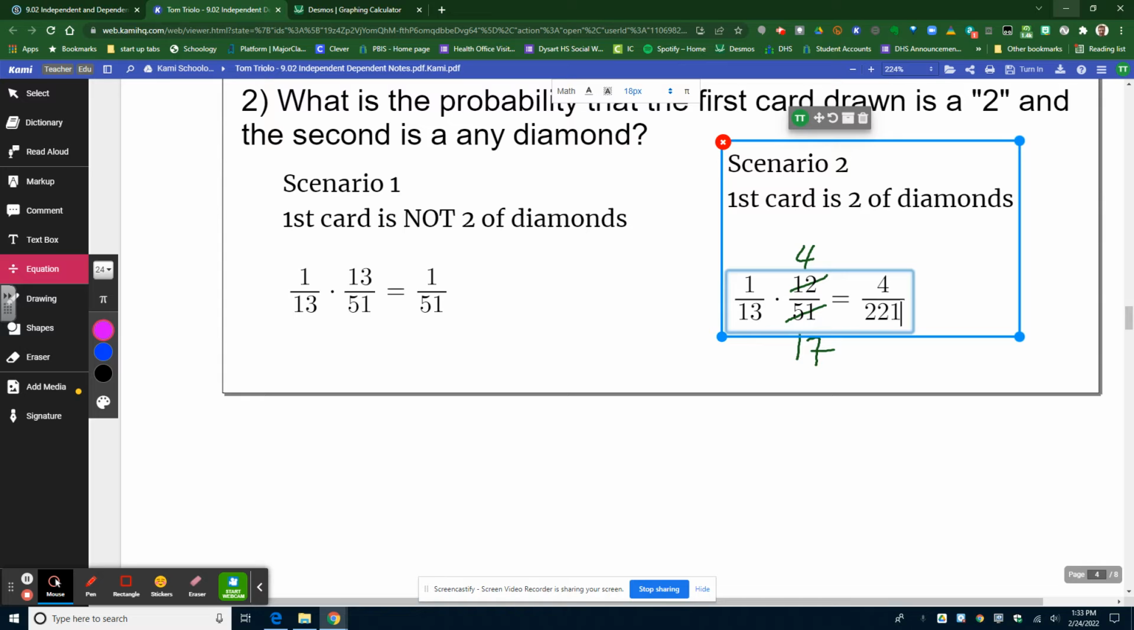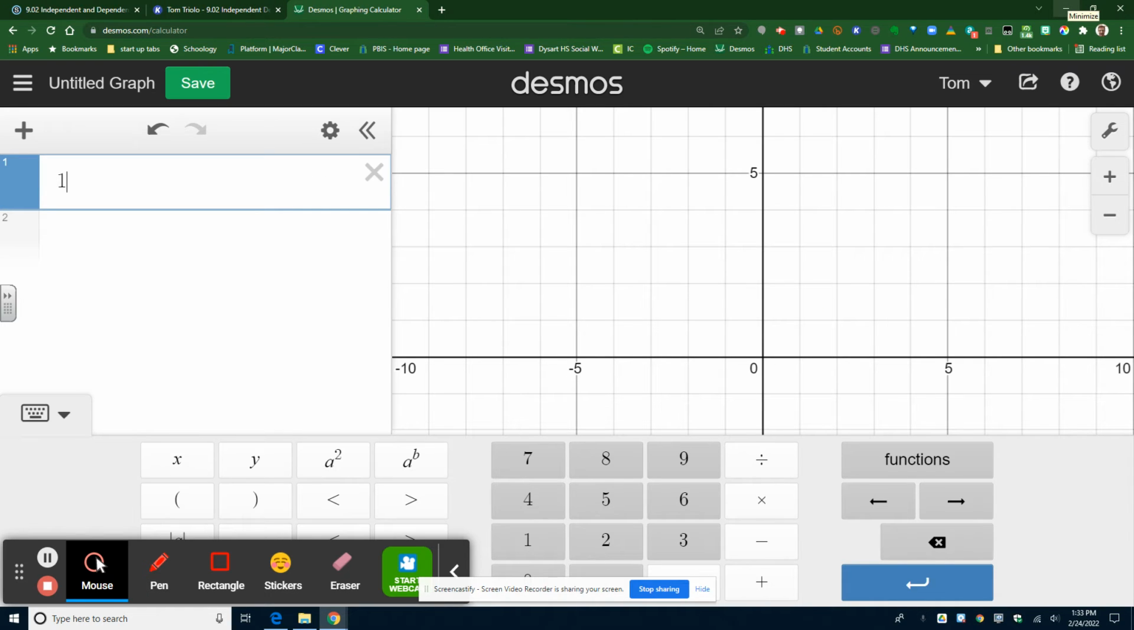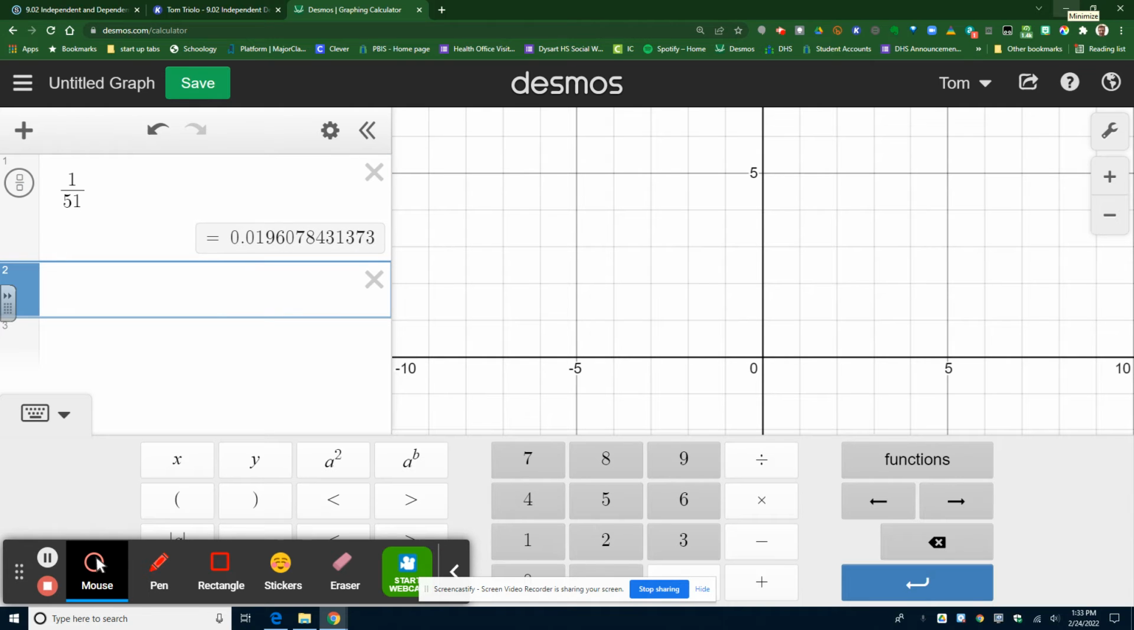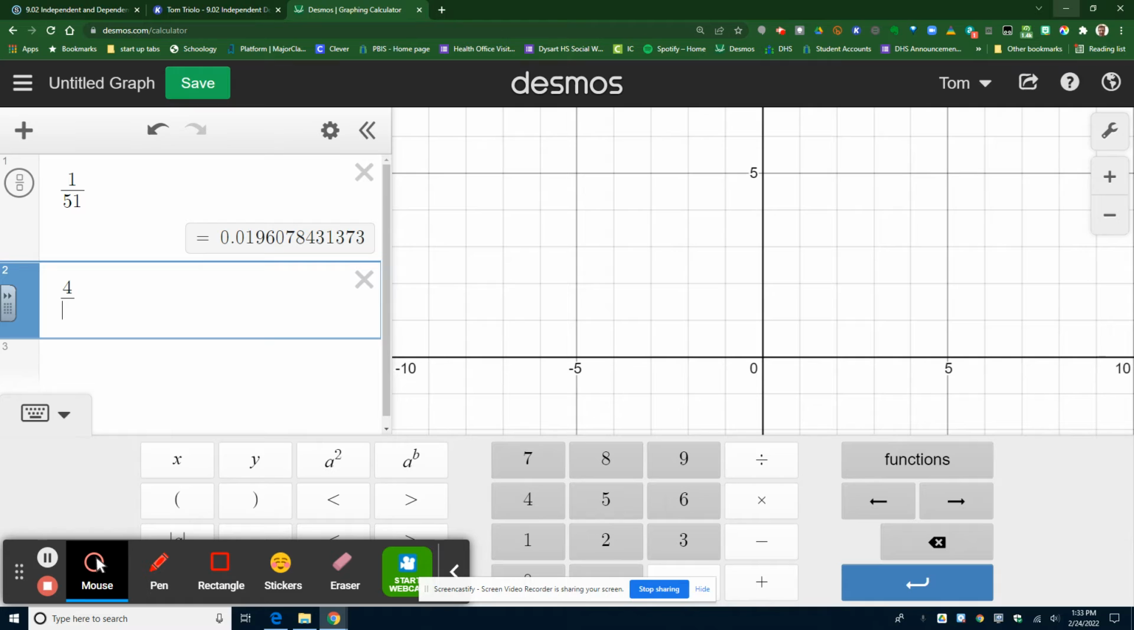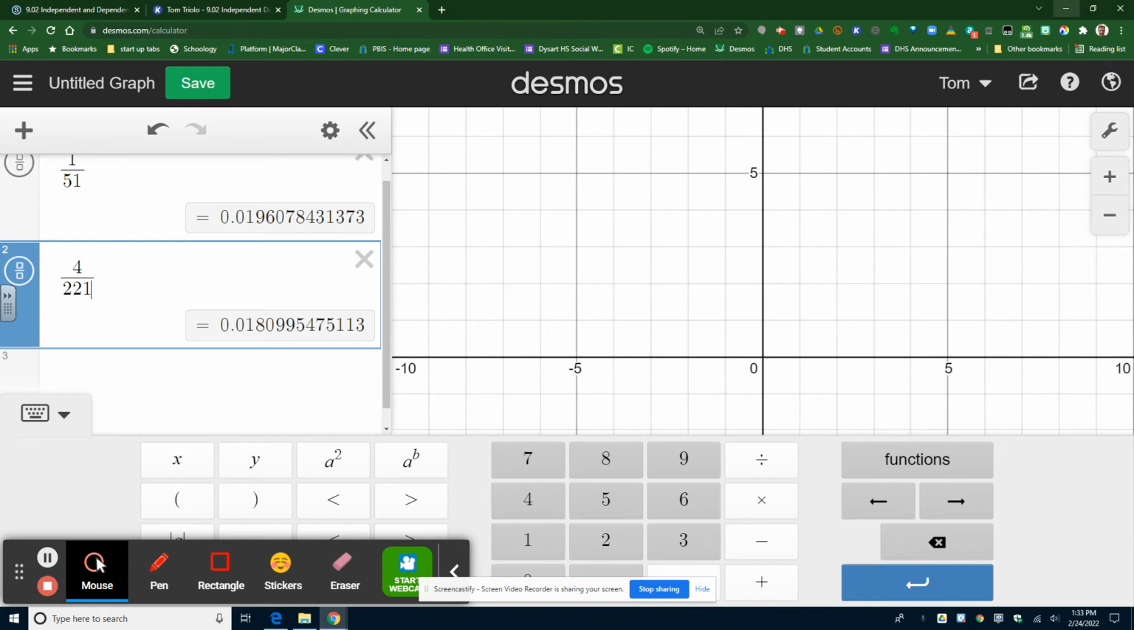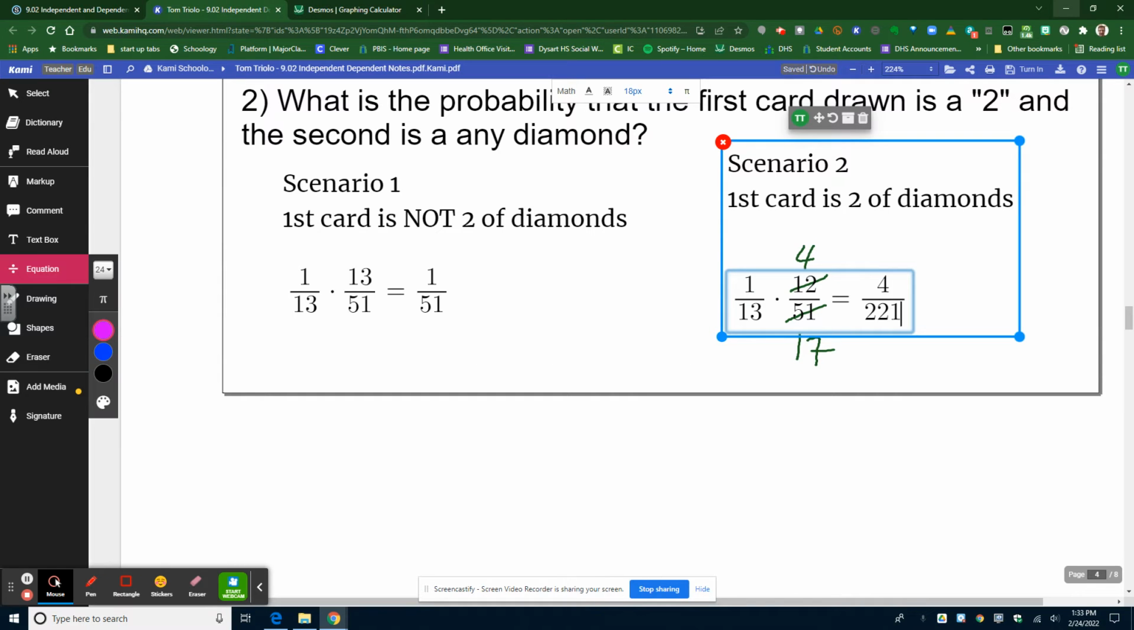So let's just take a look at how different that is. So I got 1/51. It's 0.0196 and 4/221. It's not that different. It's only off by 1,000. So even though I pull that 2 of diamonds, okay, it's not going to change the problem that much, but it is different. Questions? See how it can get complicated kind of quickly?